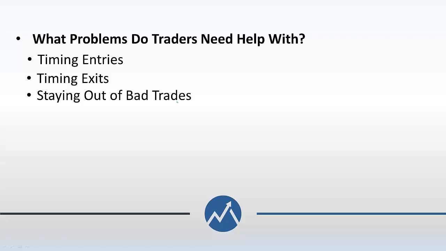Because what happens with so many traders out there is they have a system that works and they go, well, look at this strategy and look at how well it worked here and look at how well it worked there and look at how well it worked here. But at the same time, they skip over the 15 or 20 different bad trades that took place in the middle between those really good trades. So they need help with filtering out those bad ones and only taking part of those really good ones.